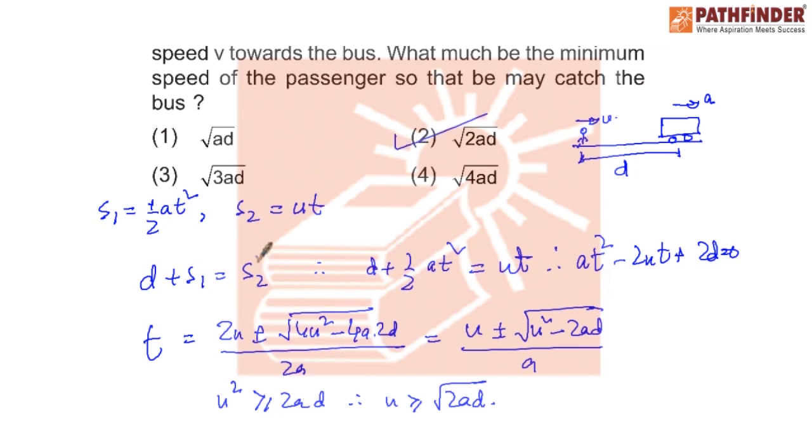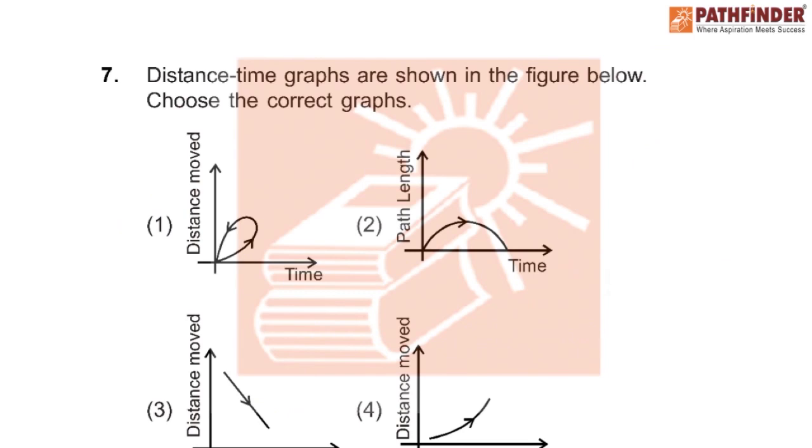This particular case is very important for other problems also, like the police chasing and catching a thief and all that. Now we come to the next problem. The next problem is a graph, so we have to choose the correct graph. The distance time graph is given.